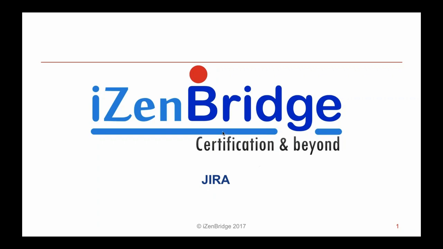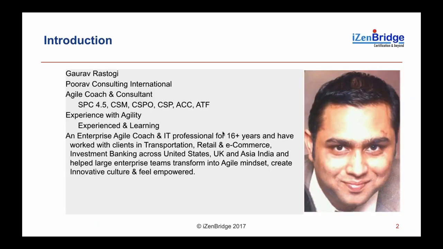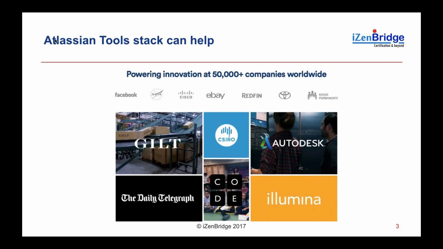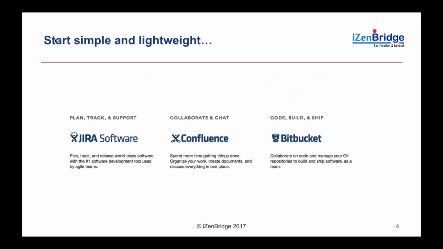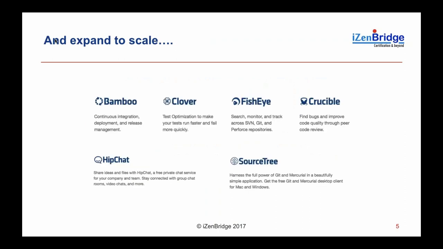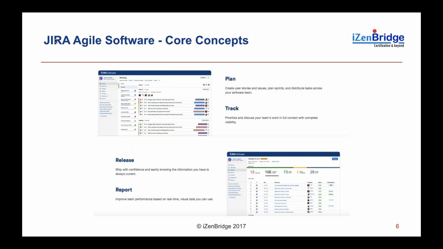Okay, so JIRA is a product by a company called Atlassian, as you can see. It has multiple products. It has been helpful to multiple organizations, pretty much like 50,000 plus companies worldwide. Atlassian has quite a few products like JIRA, Confluence, Bitbucket, Bamboo, Clover, Fisheye. If you have heard these names, they are from the same company basically. And these products integrate quite well with each other. But anyways, I just wanted to give you a brief about that.